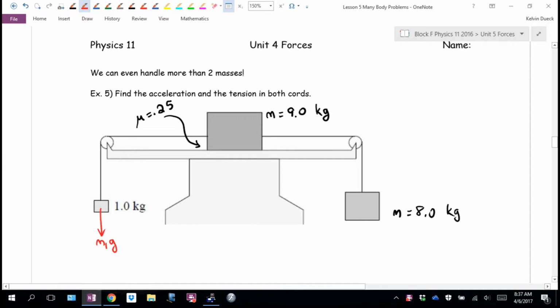Is this mass sitting on a surface? So is there a normal force? No. Don't get normal force loopy and start sticking it everywhere. And since there's no normal force, no friction.